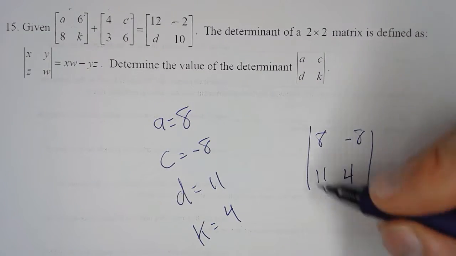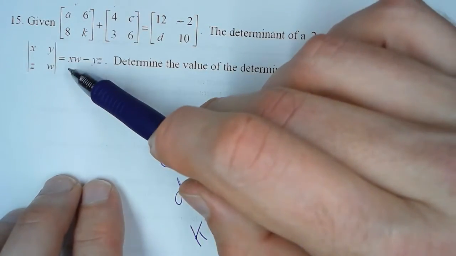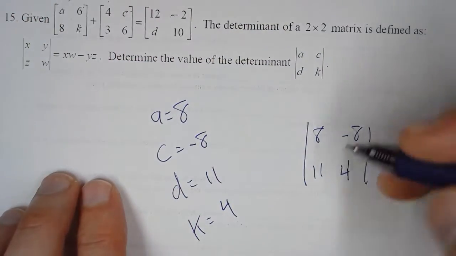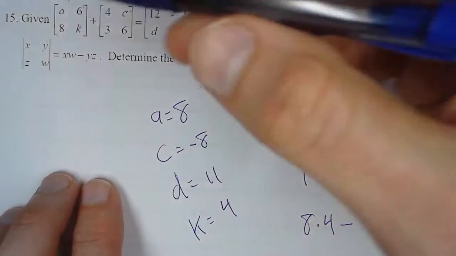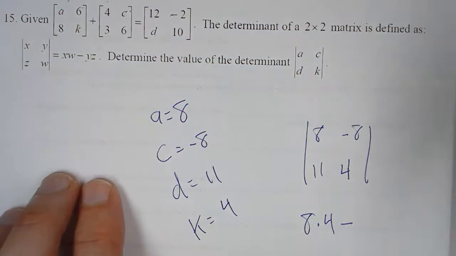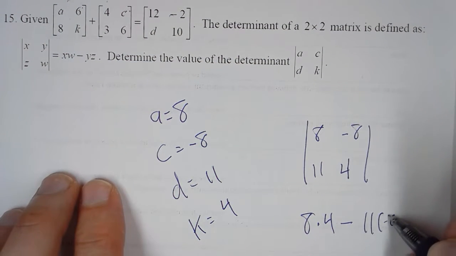Alright, so we want to figure out what this is. Now they gave us the rule. So the top left and the bottom right numbers we multiply. So 8 times 4 minus, and then the bottom left and top right. So that's 11 times negative 8.